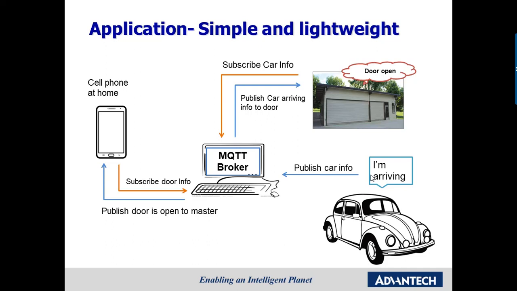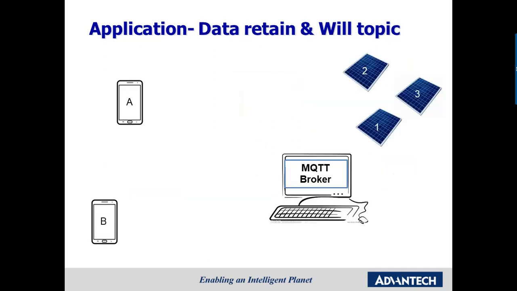As you can see, this control concept is really simple, and MQTT can realize this application by its simple and lightweight feature. Here is another application scenario which can introduce the will topic and data return feature of MQTT. As you can see, in a solar plant, the user can subscribe to the charging status of solar panels.